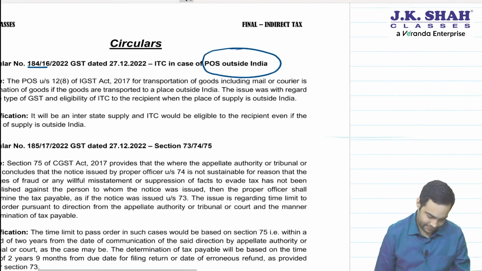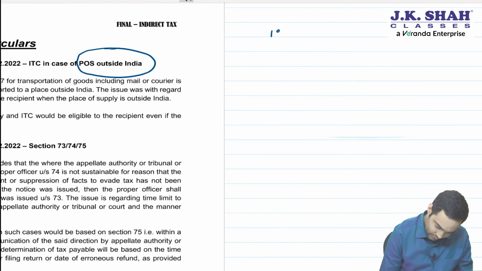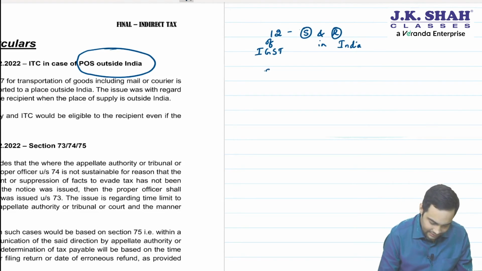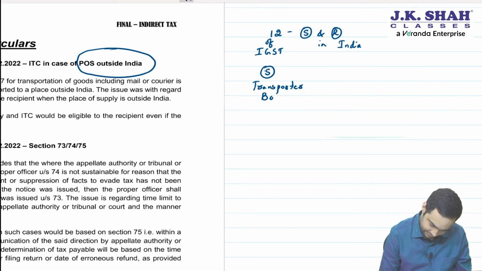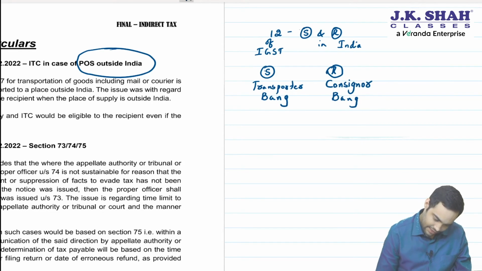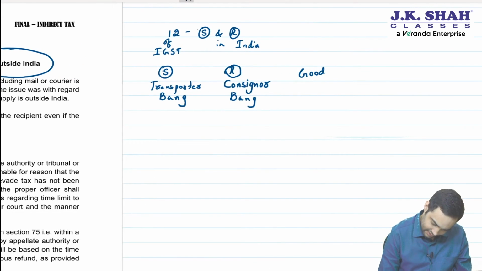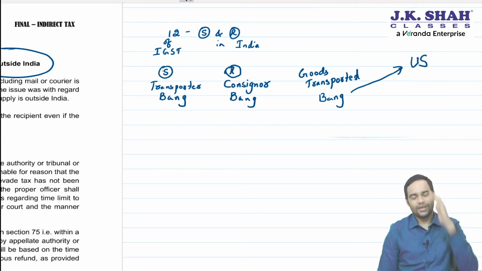I'll tell you a transaction. See, Section 12 deals with place of supply where the supplier and recipient are in India. Let me take an example. The supplier is a transporter of goods and he is in Bangalore. The recipient is the consignor who is also in Bangalore, and the goods are being transported from Bangalore to US. What is the place of supply?